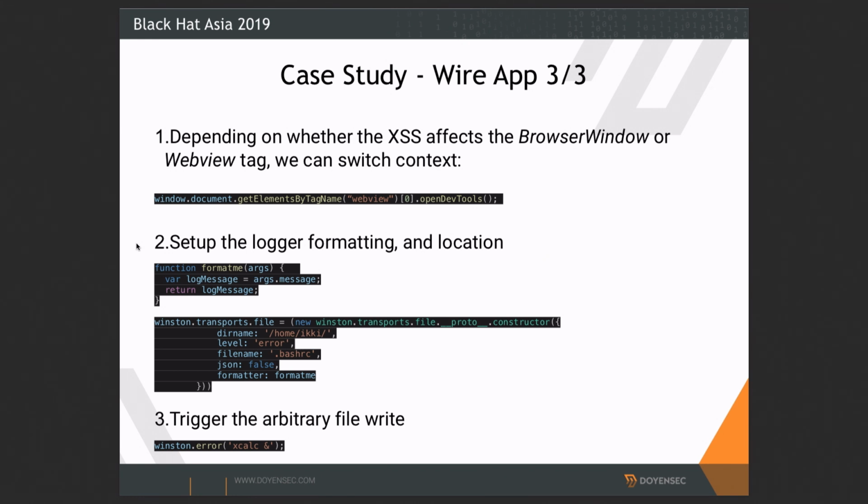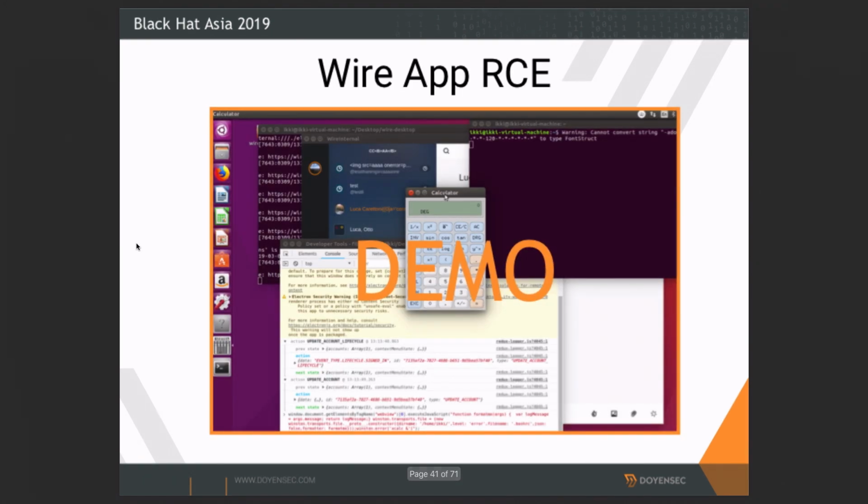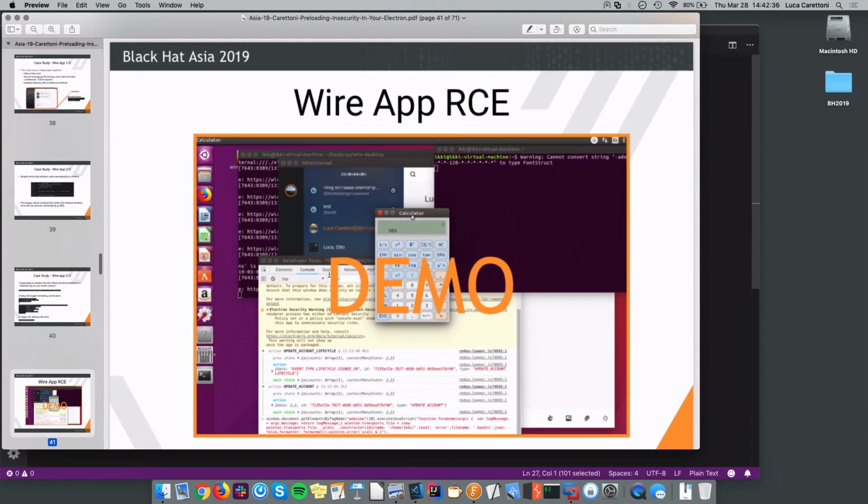For demonstration purposes, we have to jump from the initial browser window to the renderer. Then inside the renderer, we can reconfigure the formatter and the transport of the logger to, for example, write to a file instead of to the console. And at that point, exploitation is as easy as reinvoking the same function. So let's look at the demo.